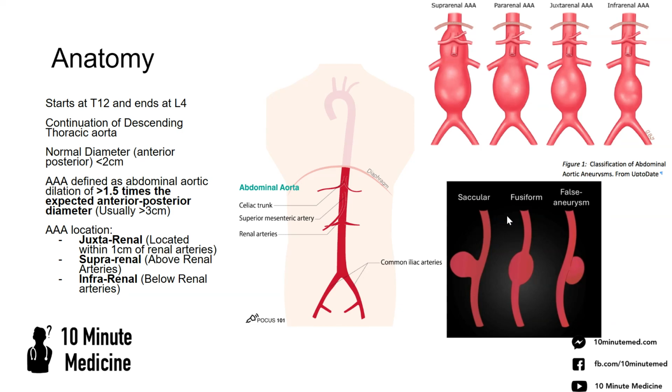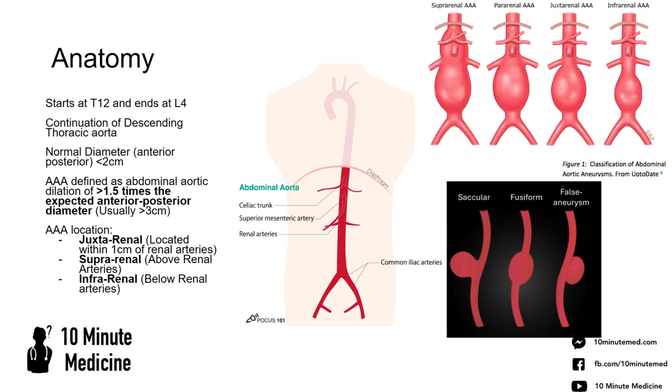To start off with, we'll go through some anatomy. So the abdominal aorta is a continuation of the descending thoracic aorta. The point that the thoracic aorta penetrates the diaphragm is the level of T12, which is when the abdominal aorta starts. As it continues descending, at the level of L4 the abdominal aorta splits into the common iliac arteries. A normal diameter for the abdominal aorta is less than 2 centimeters, and a AAA is defined as an abdominal aorta which is greater than 1.5 times its diameter. So a AAA is when the diameter is greater than 3 centimeters.